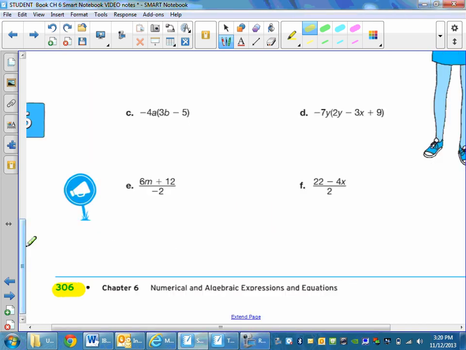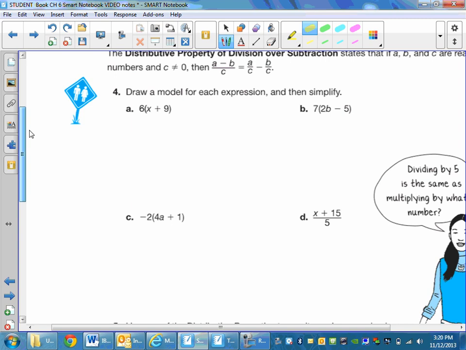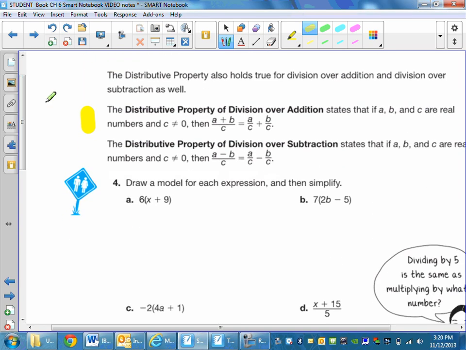Alright, let's move on. We're now on page 306. So on 306, the same properties work for division. So we were just talking about multiplication. So now we're talking about division over subtraction. So the addition signs are here for the addition one, and the subtraction signs are here for the subtraction one, and then C, as long as C is not equal to 0, and A, B, and C are all real numbers, because if it was 0, then it would be undefined. Then the distributive property of division over addition or subtraction will work.